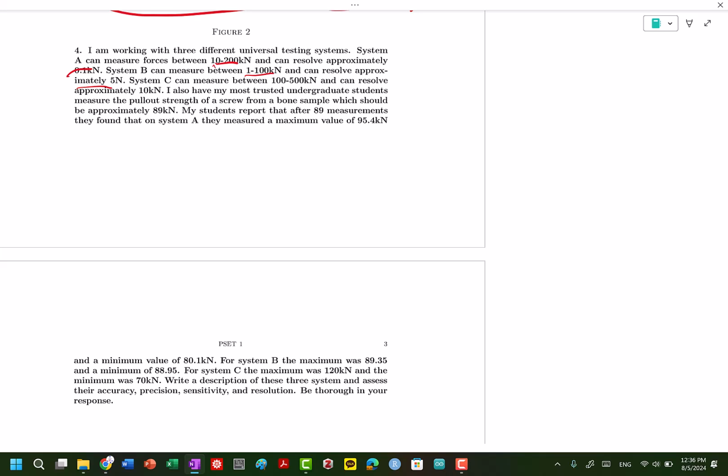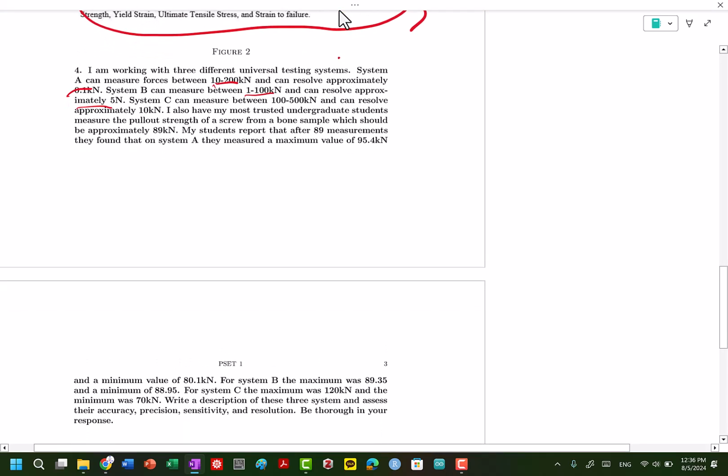kilonewtons. Let's go ahead. Actually, I'm going to erase this real quick here. Hopefully you can see. Nope. I'm trying to pull up my drawing template, but it's not working.